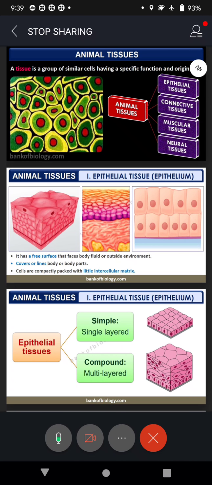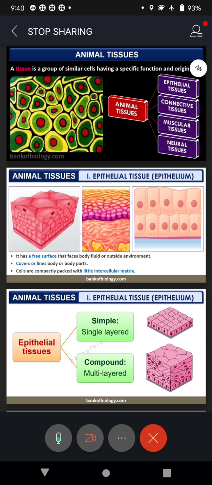That's why we define tissue as a group of similar cells. When we say similar, size is same, shape is same. Similar cells having specific function and origin. Because of their origin, they get the size and shape. Because of their size and shape, they perform a particular, specific function.